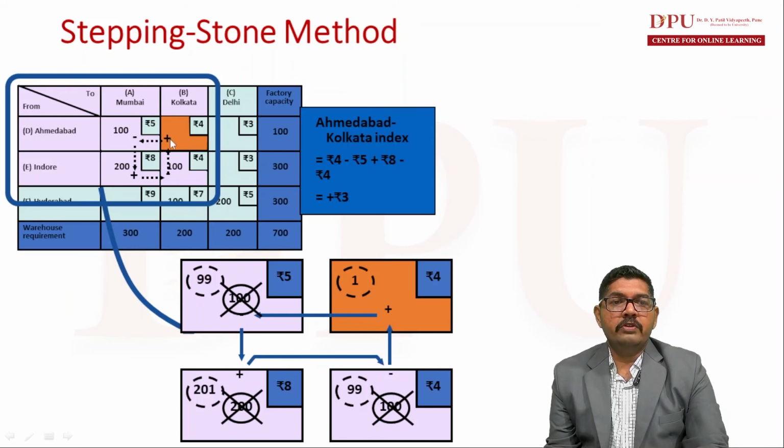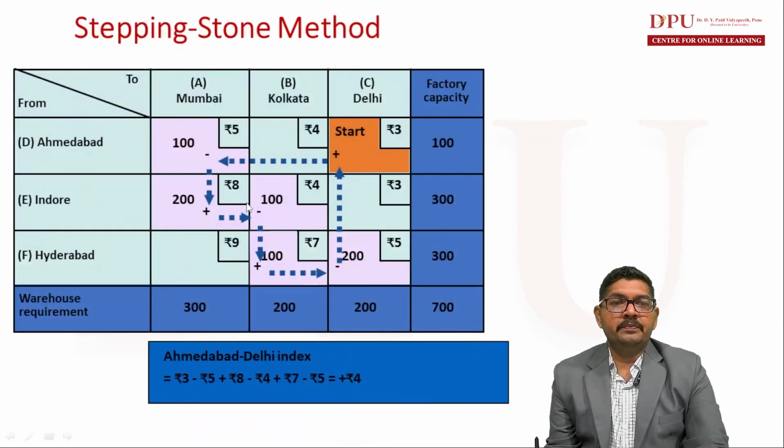So we have to check for optimality. How do we check the optimality? Here it is. The Ahmedabad Kolkata index is 4 minus 5 plus 8 minus 4, that is plus 3. So this is how we carry out reallocation. Then we form a closed path like this, and then we give alternate signs, and then we carry out reallocations.